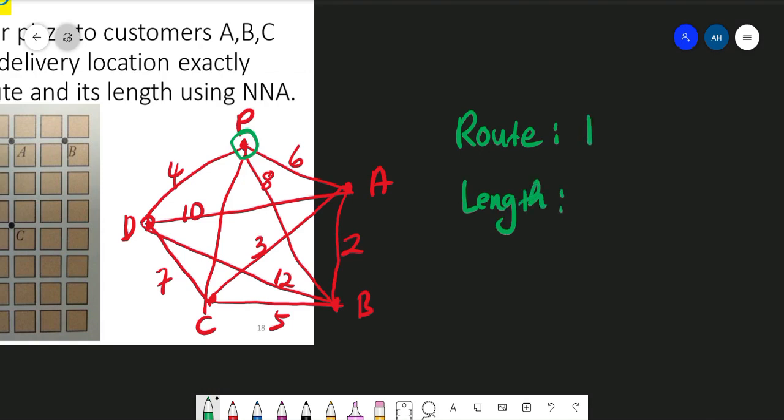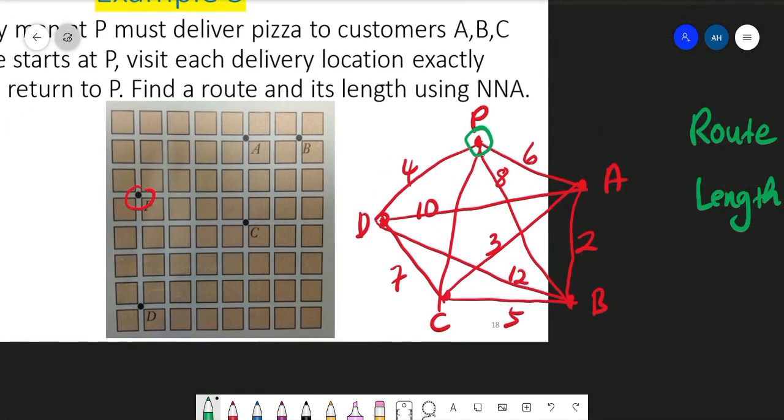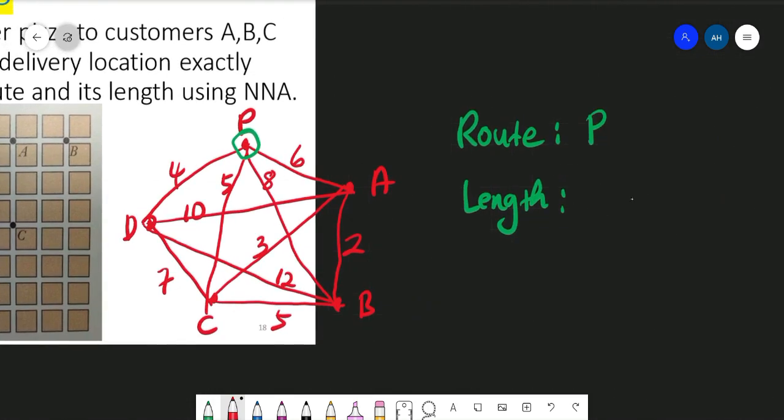So we are starting from P. Now we have one more weight that is not written yet, P to C. Let's go back from P to C: 1, 2, 3, 4, 5. P to C is 5. So I'm going to write P to C, 5. Now we have 4, 5, 8, 6.